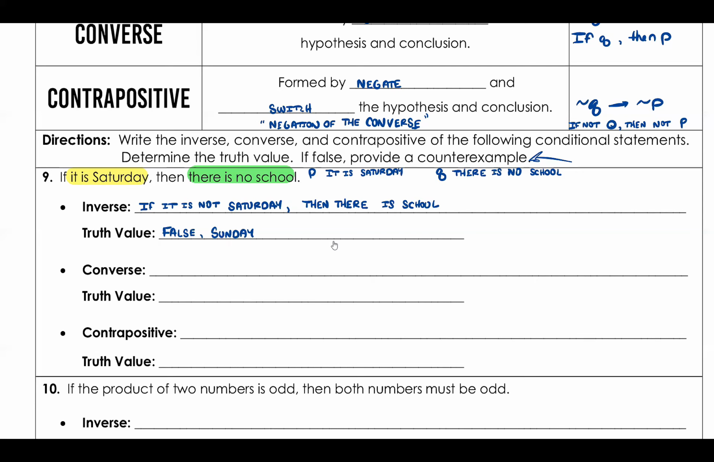Father Abraham and his many sons. Yeah. Converse. So we're going to take our original conditional statement and we're going to switch it. So now our conclusion becomes our hypothesis, and our hypothesis becomes our conclusion. So if it is Saturday, then there is no school. We're going to take the green one, it's going to come first. So if there is no school, then it is Saturday.